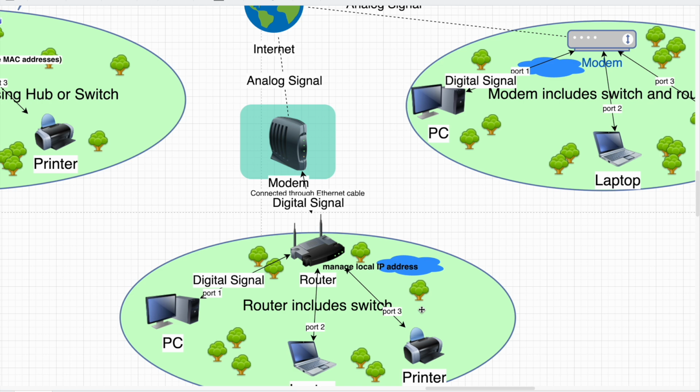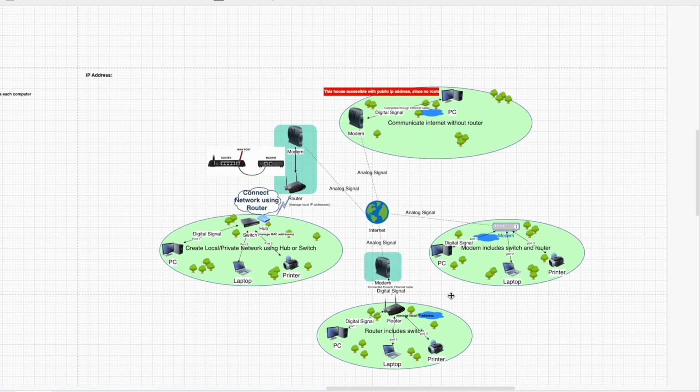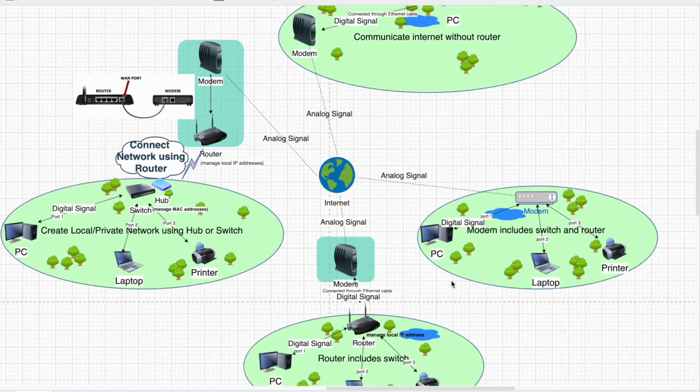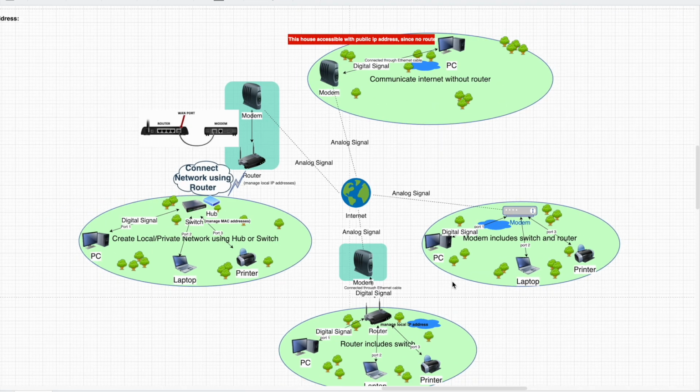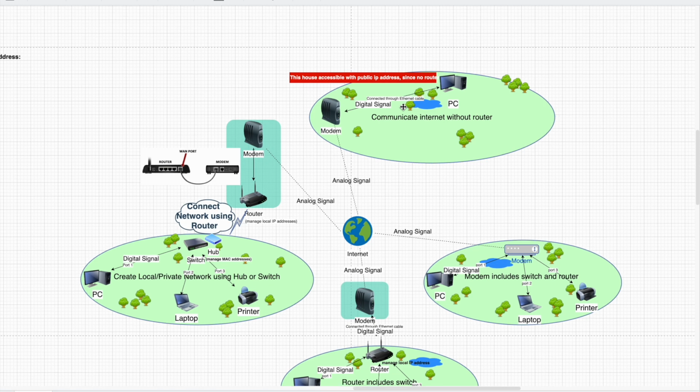Let's see a real-time example. Here you can think of these as four houses: house 1, house 2, house 3 and house 4. Let's see house 1. Here we have the internet, and the internet generates an analog signal. Then this modem converts the analog signal to a digital signal.